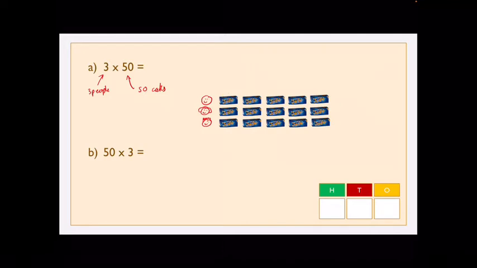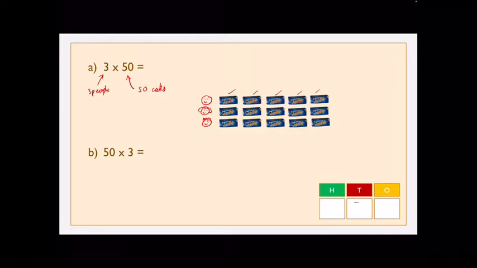They've now got 10, 20, 30, 40, 50 cakes each. But I haven't got to write out all 50. I can just see that there's 10, there's 20, there's 30, there's 40, there's 50. So I don't write 5 in my ones column, I write 5 in my tens column.